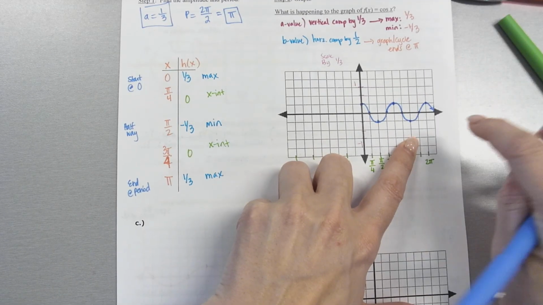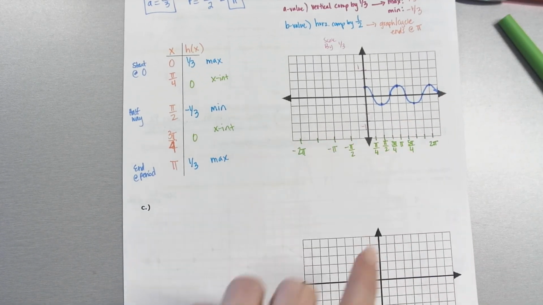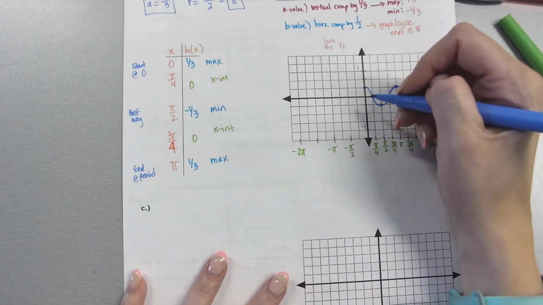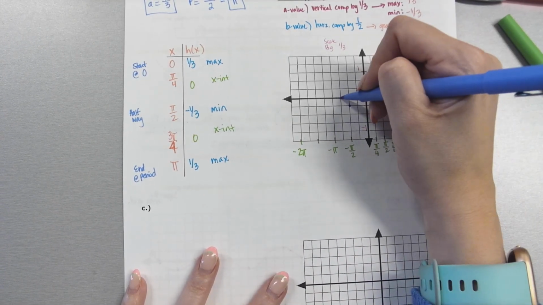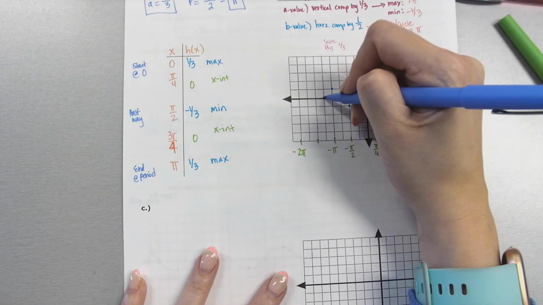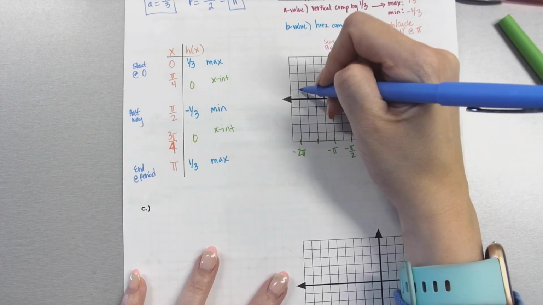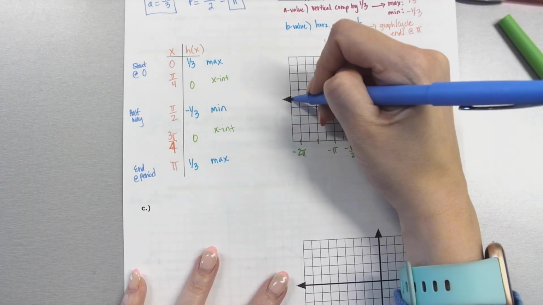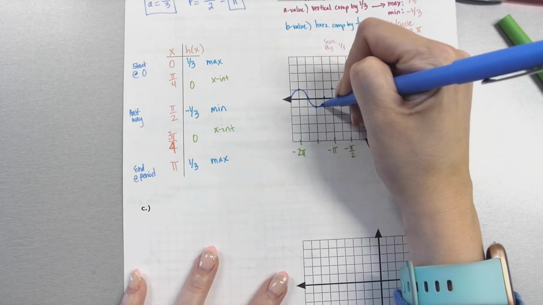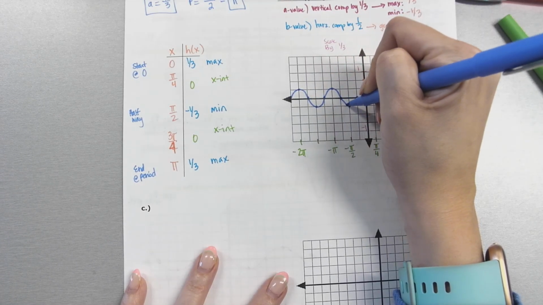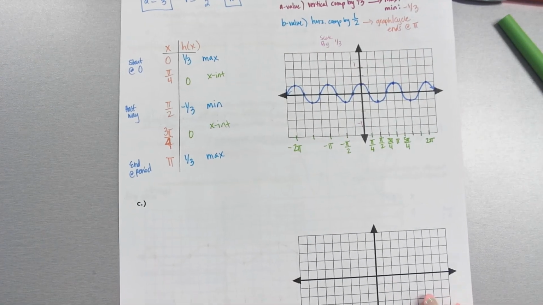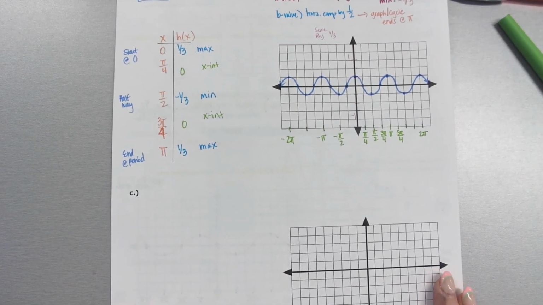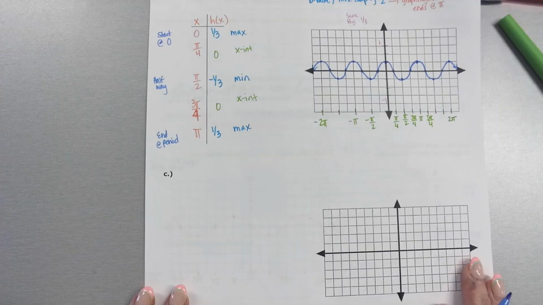Do not put your arrow going up here because that's incorrect. So back to 0, then to the min. 0, max, 0, min. 0, max, 0, min. And then we're connecting those through. Ooh, that looks good. How did your guys' turn out?